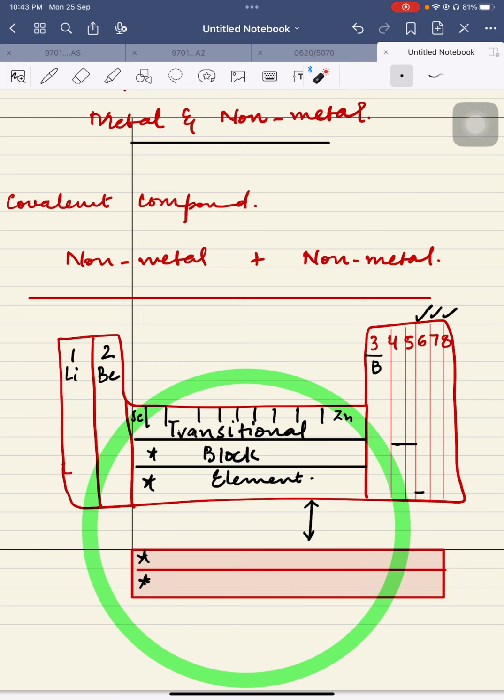Now, if you are looking here, this is boron, the first element of group number three, then it is number four, five, six, seven, eight and nine. Here in group number eight, which are all gases, we can say it is helium, neon, argon, xenon, krypton, radon. These are the elements present in group number eight. If we are talking about group number seven, we can say fluorine, chlorine, bromine, iodine, and astatine.